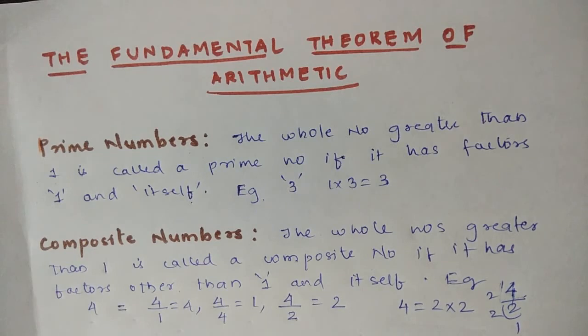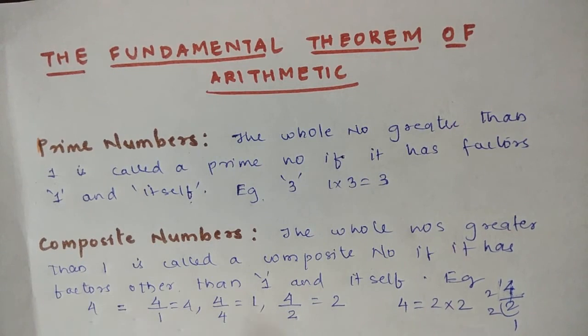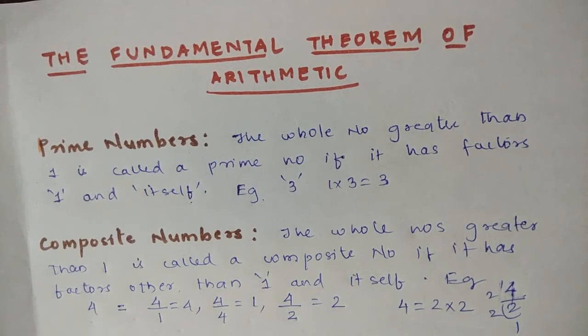So this is the definition of prime number and composite number. I hope you have understood this. All the numbers which have factors other than 1 and itself come under composite numbers. Therefore we can say that the least composite number is 4. The smallest composite number is nothing but 4.